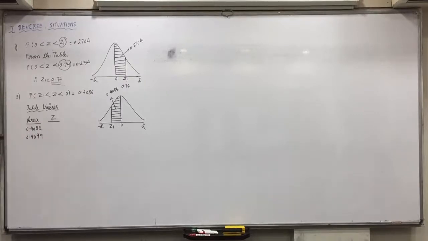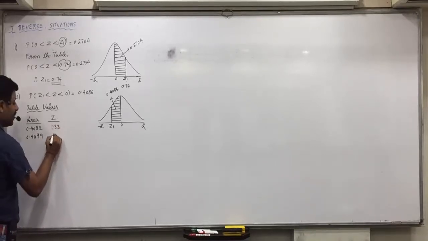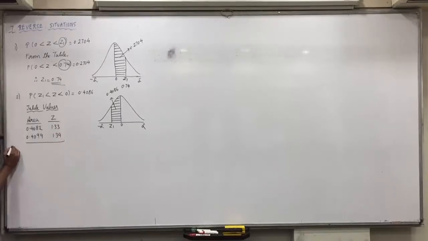4082 corresponds to 1.33. All are able to get that 1.33? Yes. And the next is 1.34. Now we will find average of both. Do it. 0.4082 plus 0.4099 divide by 2.